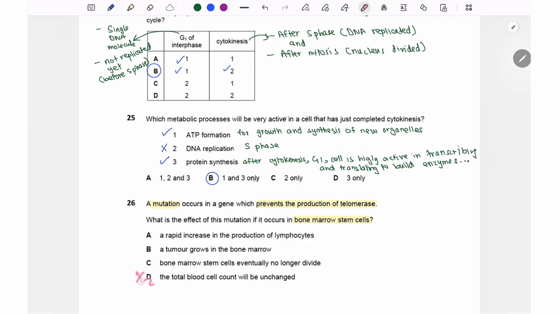D, why is that wrong? Because the total blood cell count will be unchanged. It won't be unchanged, because bone marrow stem cells produce all the blood cells by differentiating into them. If that bone marrow stem cell stops dividing, then the body is eventually unable to replace the blood cells, and the total blood cell count is going to drop significantly. So this is not going to be our answer. It's going to be C.